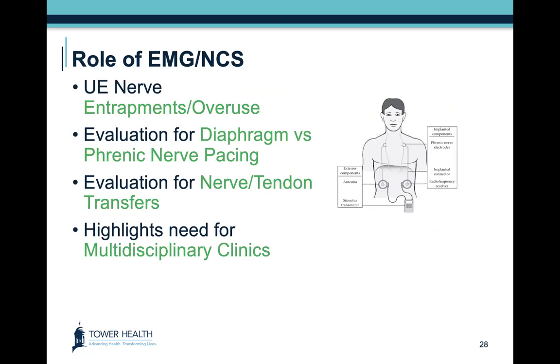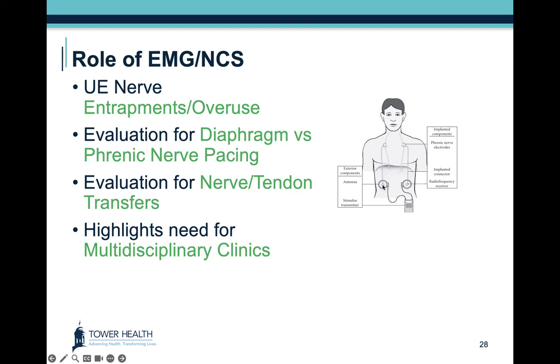Role of EMG, NCS. So next couple slides, I'm just going to highlight some things why I think spinal cord injury is very interesting, not just from a physiatry point of view, but for pursuing it career-wise. So EMG, NCS are used very commonly in spinal cord injury. The reason for that is you can evaluate for diaphragmatic pacing versus phrenic nerve pacing. You can see here in the photo.